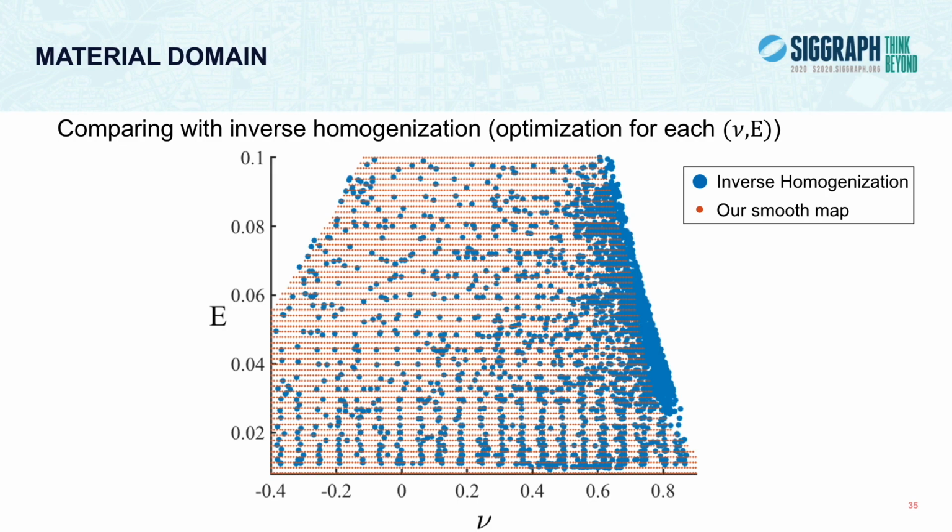Here's a comparison of our domain, shown in orange, with the one obtained using inverse homogenization, shown in blue. Notice that we have almost the same coverage. We only seem to lose a bit of values on the right, for large values of Poisson's ratio, but this seems small, considering that smoothness is a big restriction. Also, notice how we can test the coverage with a much finer grid, since we have a direct map being able to interpolate results, which is not possible when using inverse homogenization.